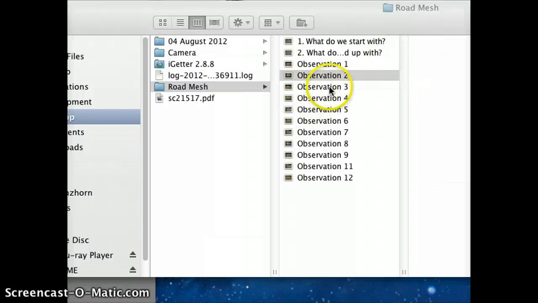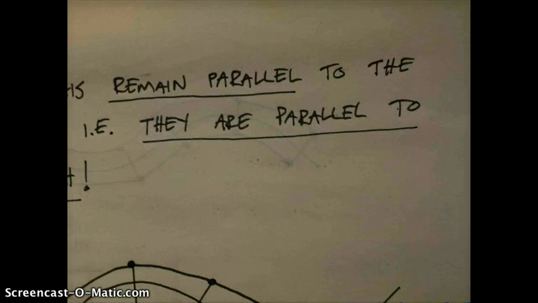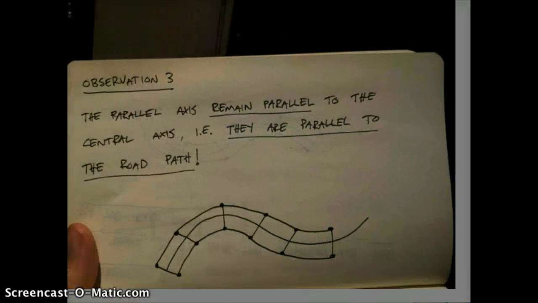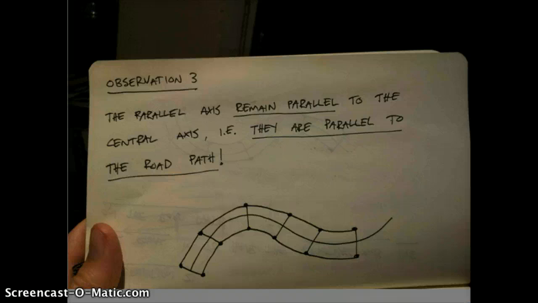What's observation 3? The parallel axes, I don't know how to spell the plural of axis, remain parallel to the central axis, i.e. they are parallel to the road path, right? Now this is something that I think requires a little bit more investigation, a little bit more convincing than just saying it, but it's true.